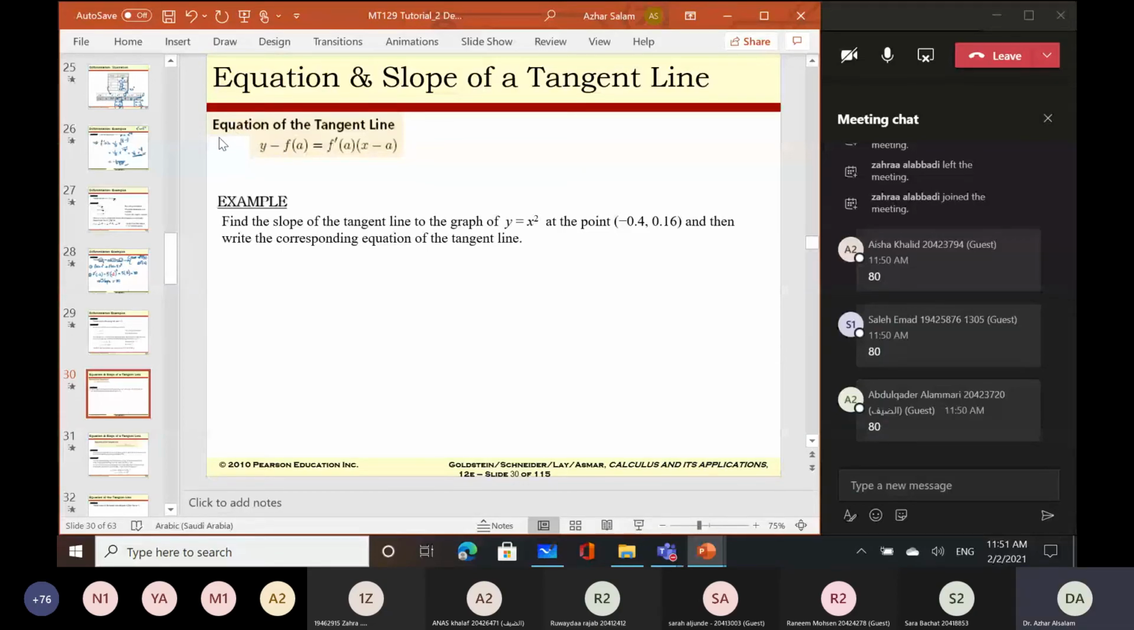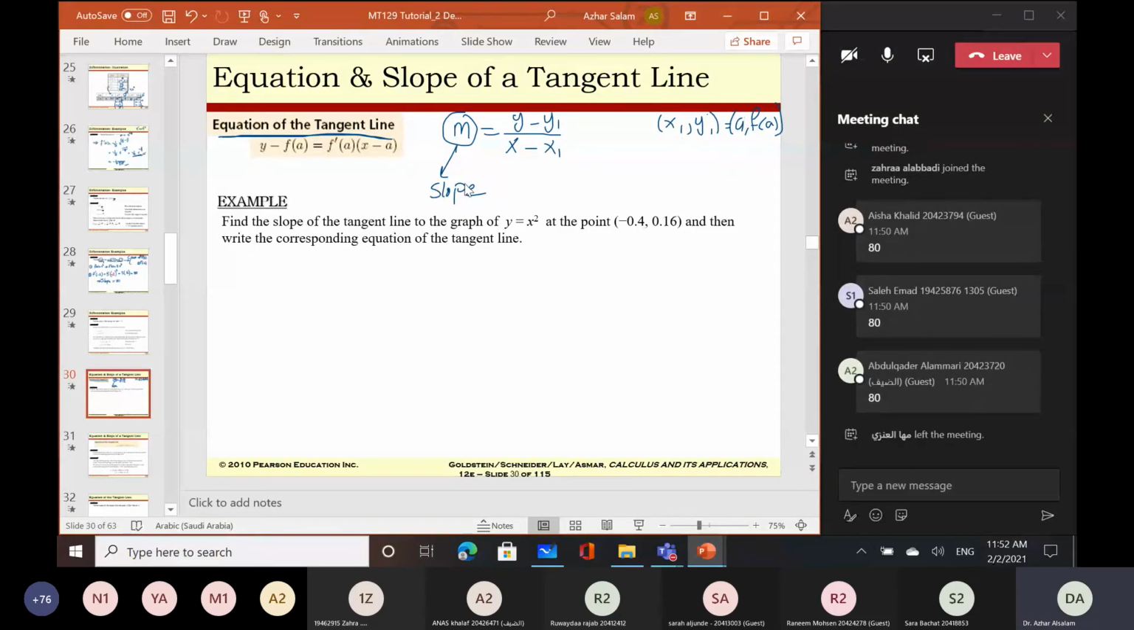Okay, if the question was find the equation of the tangent line. The tangent line, as we said, m equals the change in y over the change in x, this is the general form of the line. This is the slope. And if I have the point x1, y1, actually a and f of a, I have here that x1 is given by a, so y1 is f of a. So here I substitute these values.